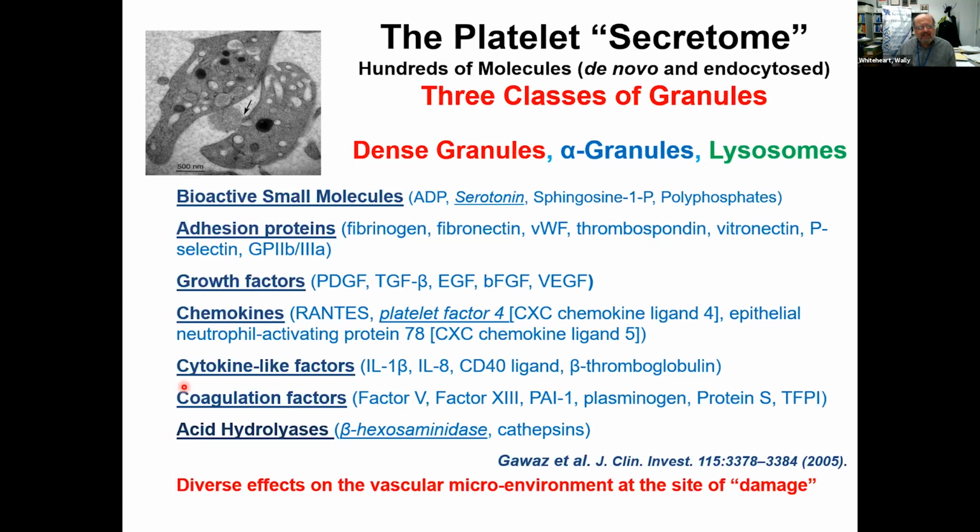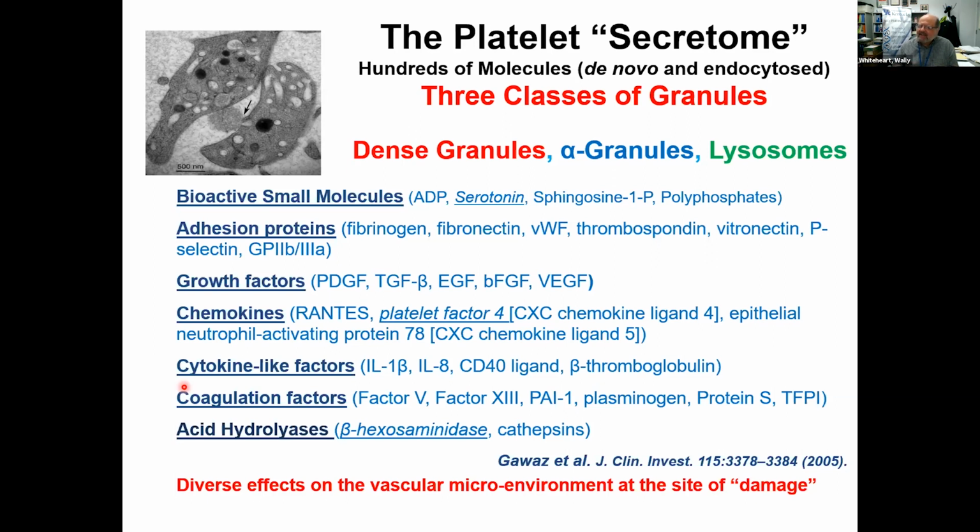Nominally, a dense granule population that contains small molecules like ADP, serotonin, polyphosphates. They contain a more complicated class of granules called alpha granules. And these are interesting in that they contain a number of different proteinaceous components. Some of these have obvious functions. They're involved in adhesion: fibrinogen, fibronectin, thrombospondin, von Willebrand's factor.